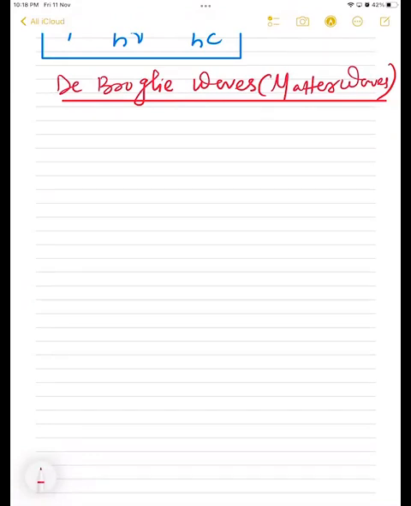Light is a particle, light is a wave, right? So the waves associated with the moving material particles are known as matter waves, right? And what is the de Broglie wavelength? What is de Broglie wavelength?